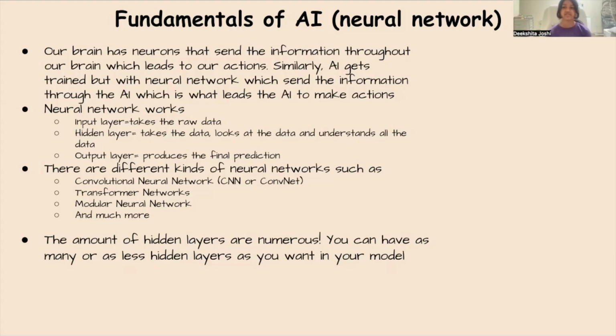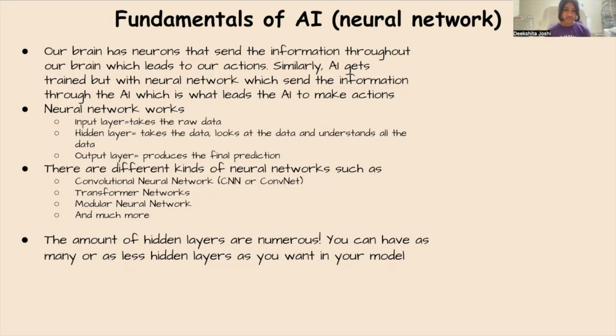The hidden layer is basically the main function of this. It takes the data, looks at the data, and understands all the data. What I mean by this is it takes the data, the information, the images, videos, or whatever, then it zooms in, looks at the pixel, which I'll be going through in the next slides, and then it looks at what parts are important, which parts are not. It throws out the unimportant parts and keeps the ones that are important, and then with all the messy work, it finally comes out with an output layer, which produces the final prediction.